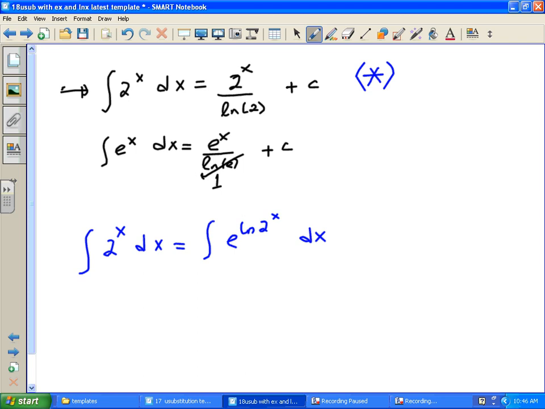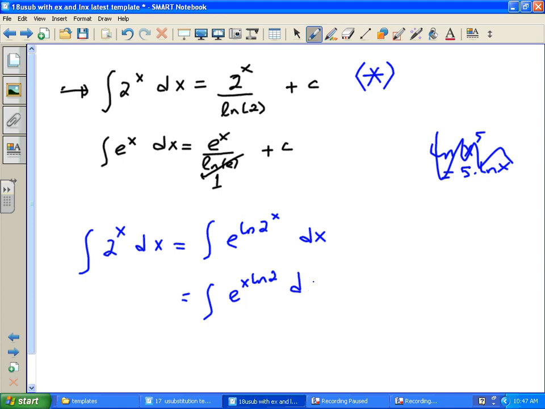But before I do that, I'm going to bring the x down. This x, can I write it like this? Because if you have, let's say, ln of x to the 5, you can write it as 5 times ln x, right? Whatever the constant is, it can come down. So here you have ln of 2 to the x, and the x can come down.